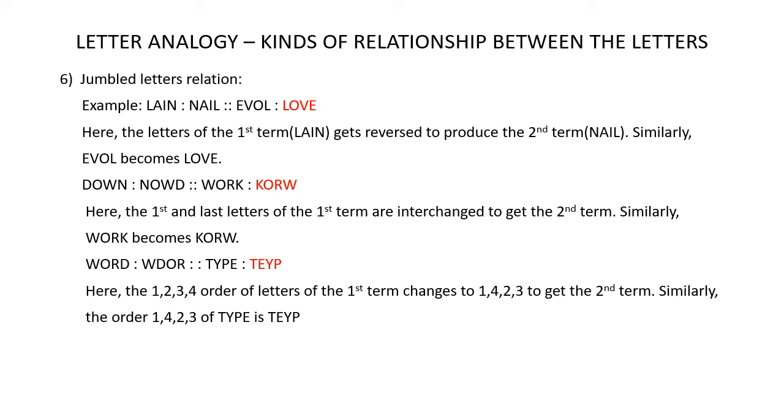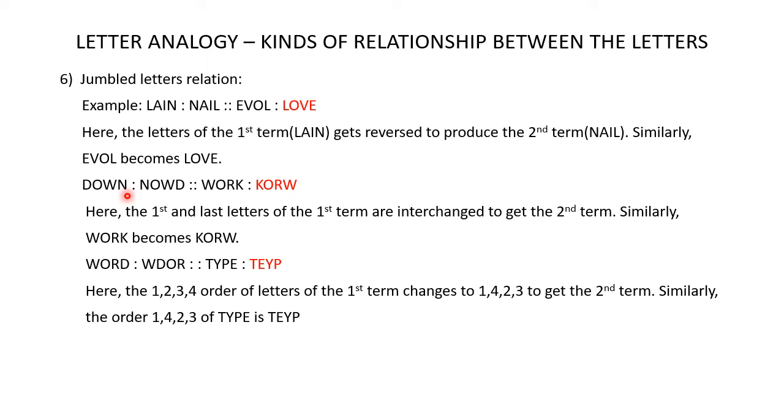Let's look at another example. DOWN is to NOWD. Then WORK is to what? First, find the relationship between the first and the second term. When you look at the first and second terms, you'll see that the first and the last letters of the first term are interchanged to get the second term. That is, D and N are interchanged. D and N of the first term are interchanged to get the second term.